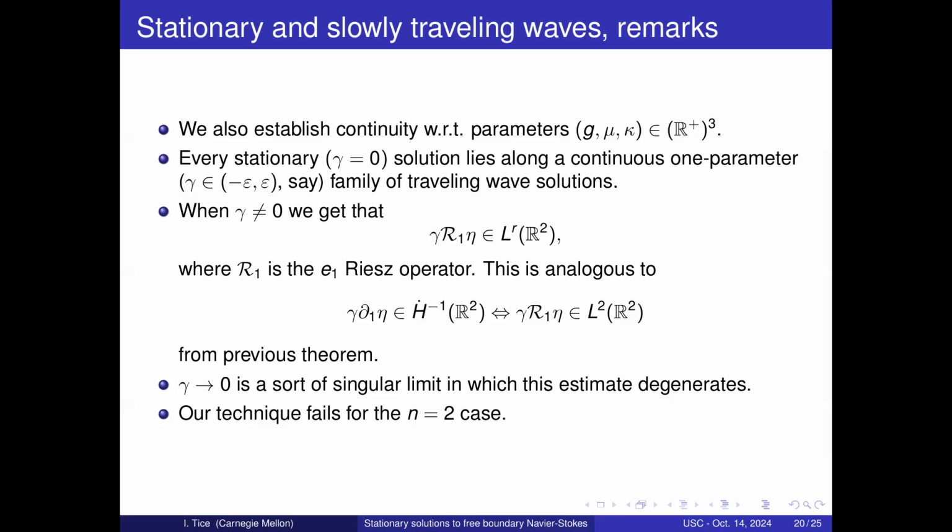So what that means is you can think about this as a sort of singular limit, in the sense that we have identified a big container space that works for a range of gamma around zero and including zero. But when gamma is not zero, the solutions actually live in a strict subspace where you have this extra bonus control. And then as gamma goes to zero, that extra control degenerates, and you just stay in the bigger space. So it's a sort of singular limit.